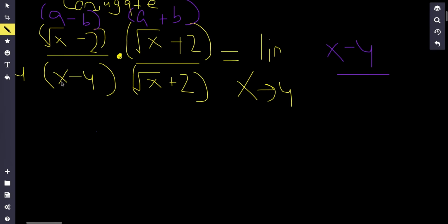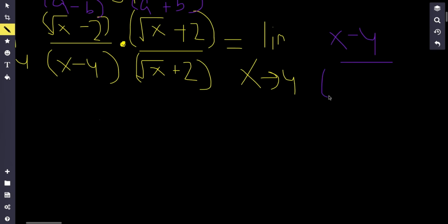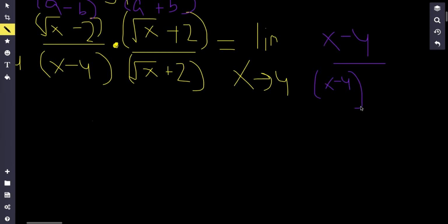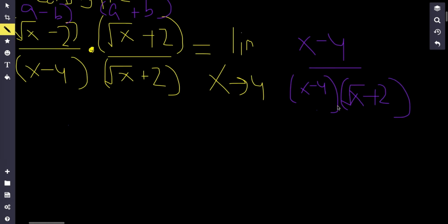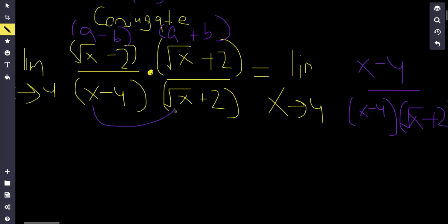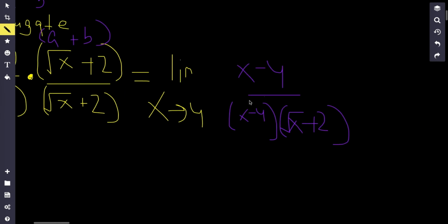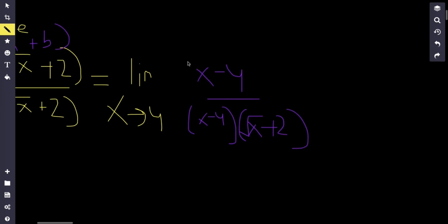Now for our denominator, we have x minus 4 times the square root of x plus 2. You might be saying, why am I not FOILing on the denominator? I should FOIL on the denominator, that makes everything kind of simplified. Well, notice here, we have x minus 4 on the numerator and x minus 4 in the denominator, so we can cancel that out.